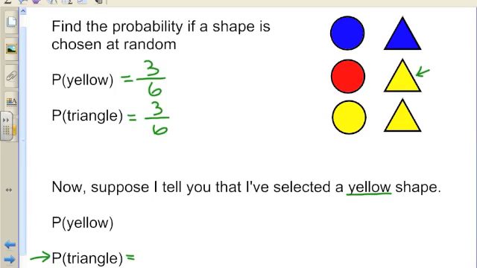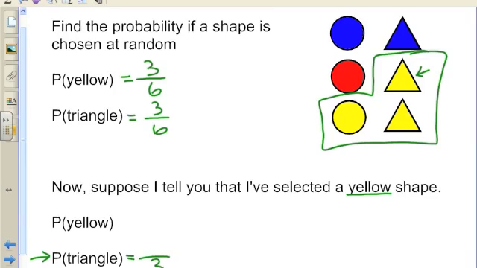Don't say 3/6. If I tell you the shape is yellow, those are the only 3 things it could be. There's no way it's that blue circle, because I told you it's yellow. So I'm choosing out of 3 now. What's the probability it's a triangle? Well, there are 2 triangles out of those 3 yellow shapes. So now, probability of triangle is 2/3. Check it out. It was 3/6. Now it's 2/3. Weird.